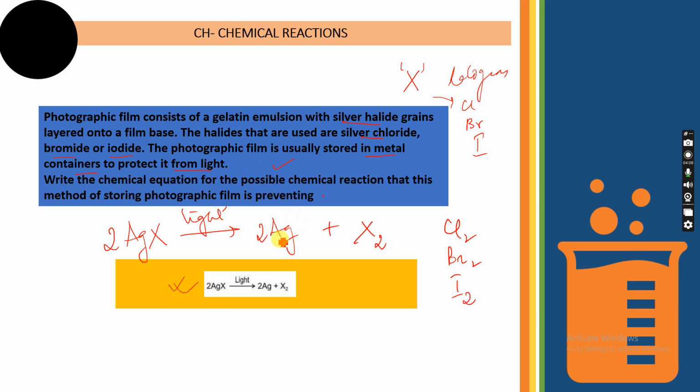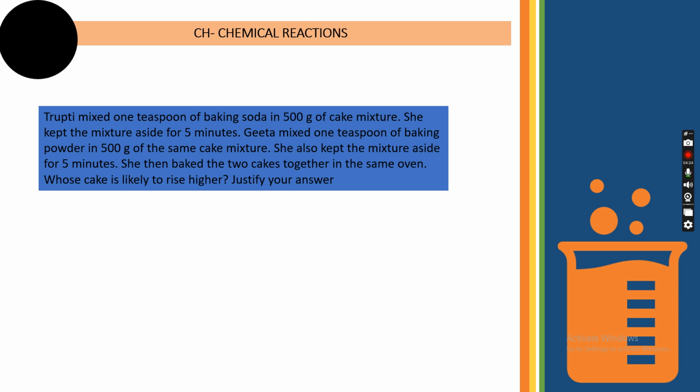I hope I am clear. You just have to write the photochemical decomposition reaction here, where X is a halogen. Always remember X stands for halogen. Don't use any other symbol. X mostly refers in chemistry to halogens.